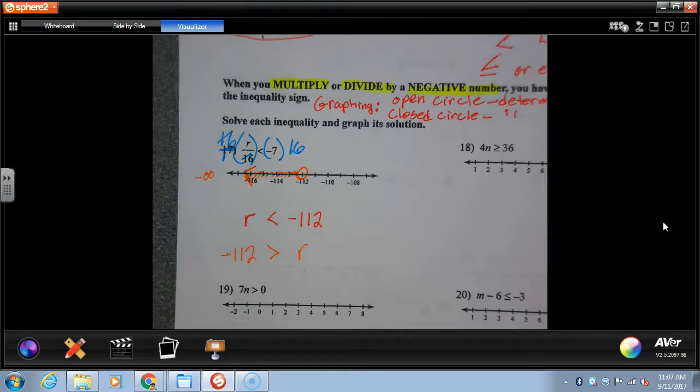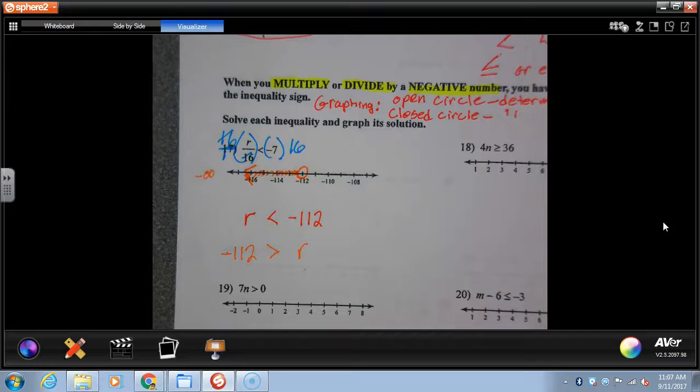Here's one way you can avoid that. Always solve inequalities to make sure you get the variable on the left-hand side, even if you have to deal with negative numbers. Okay? Then you can always follow that rule.